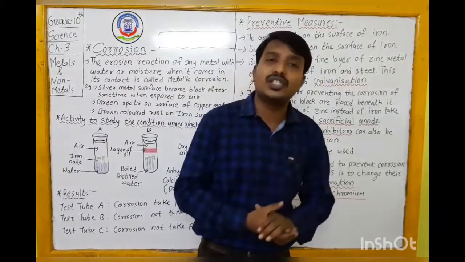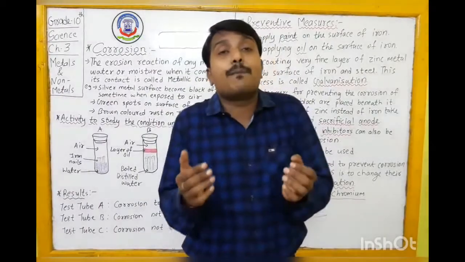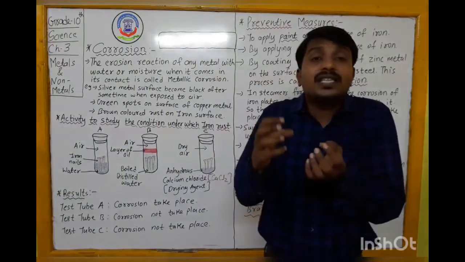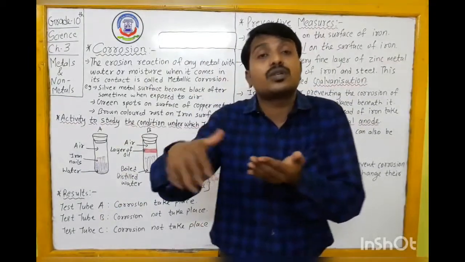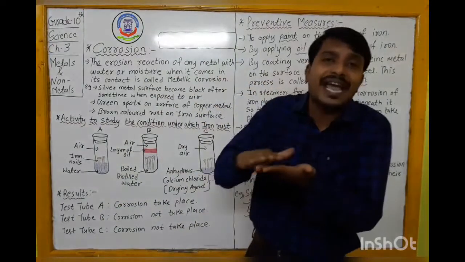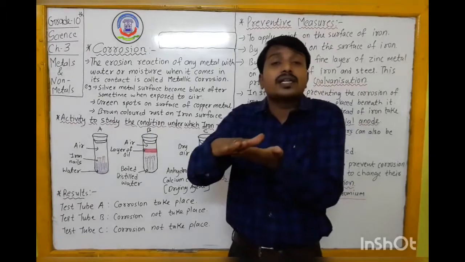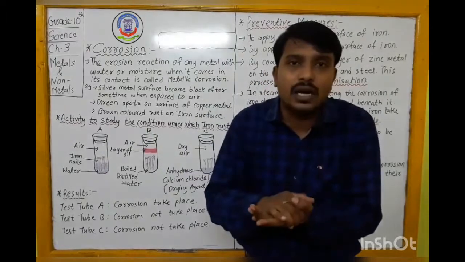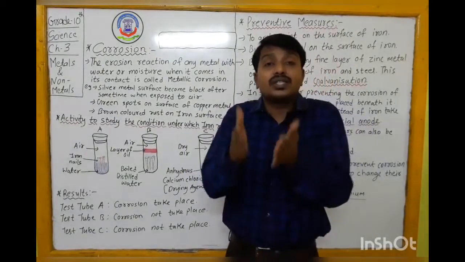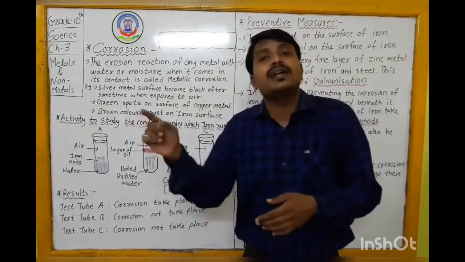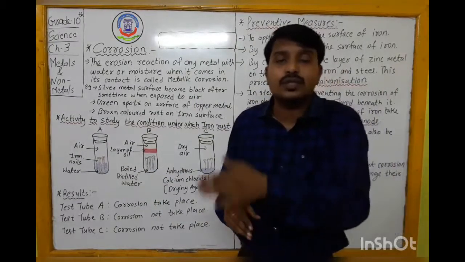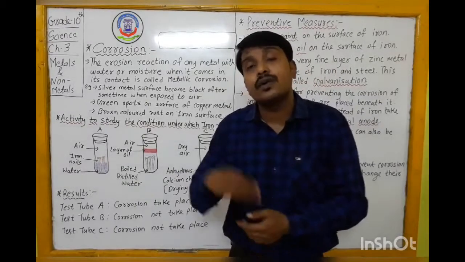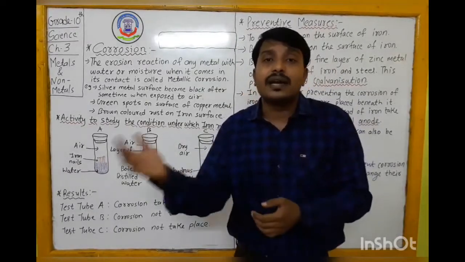So what is galvanization? Galvanization means applying the zinc metal on the surface of other metals. यानी suppose आपके पास iron metal है, तो iron metal के surface पे आप zinc metal की layer लगा दो. So क्या होगा? Instead of iron, corrosion किसका हो जाएगा? Zinc का. So this way by galvanization process you can prevent the corrosion of metals like iron and steel.